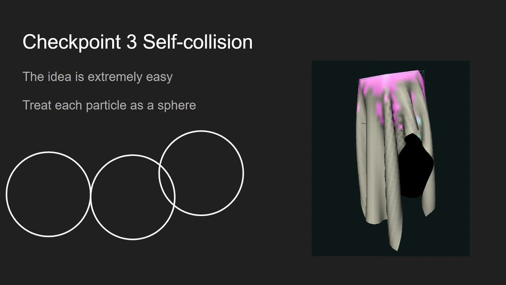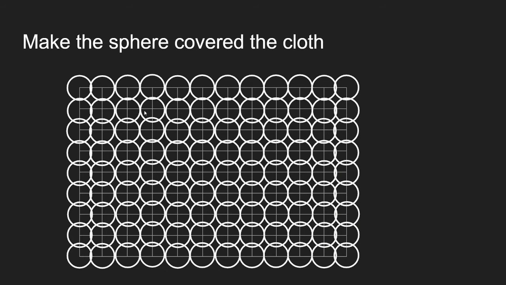So then the idea is very easy. I simply treat each particle as a sphere virtually. So basically the cloth is going to look like this. For each particle, I'm going to consider it as a sphere. So the cloth is going to be covered by spheres, and the center of each sphere is this particle.